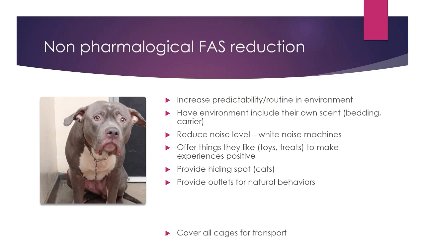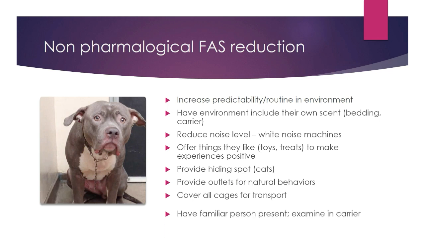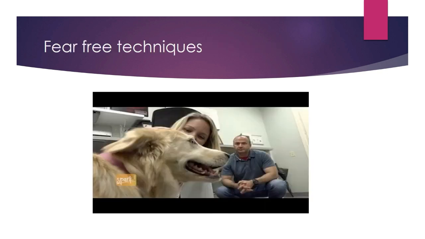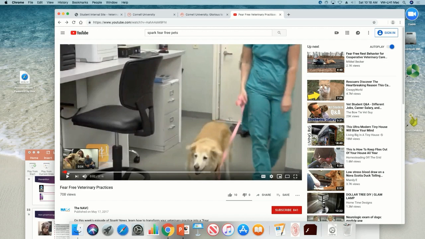We want to provide outlets for natural behaviors, so scratching posts for cats and toys if they're feeling well enough. Cover all cages for transport with a towel. Have a familiar person present to examine the carrier when at all possible, to have the owner there. And use low stress handling, touch gradient, towel wraps, and the like. Okay, so I'm getting over to a video.